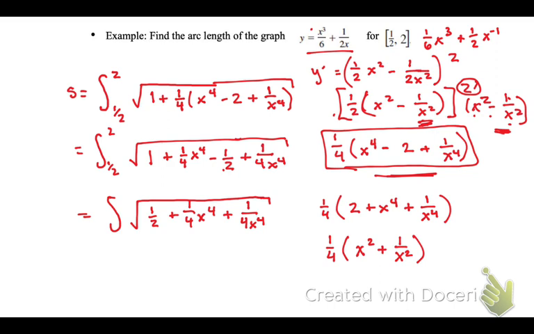Yeah. So now I can substitute this back in for that, can't I? Oh, I forgot my quantity squared. So I'm just going to go from here to here. I'm going to take the square root of this. What's the square root of 1/4? 1/2 times x squared plus 1/x squared dx.